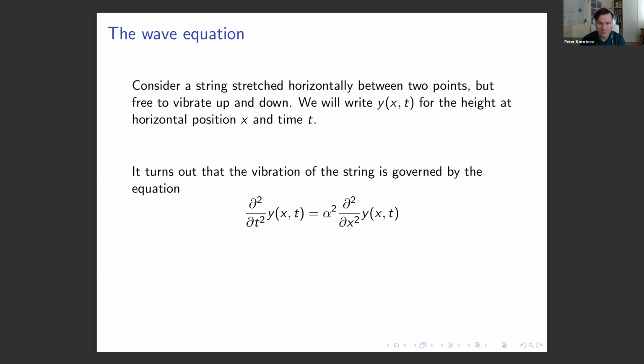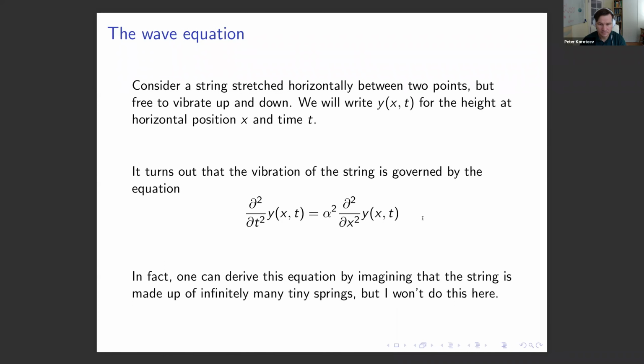We can discuss the derivation in a different video. It's the second derivative in time of y is equal to another coefficient, which we call alpha squared, times the second partial derivative of y in x. So in this case, second derivatives are proportional to each other, as opposed to the heat equation. You can derive it by imagining that the string is made up of infinitely many tiny springs, and then using Hooke's law and F equals ma, Newton's second law. But let's leave it for now. Let's focus on how to solve it.